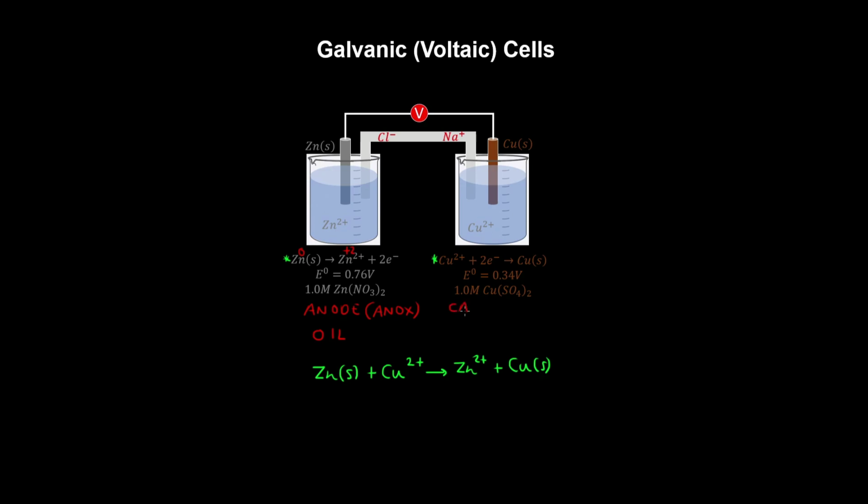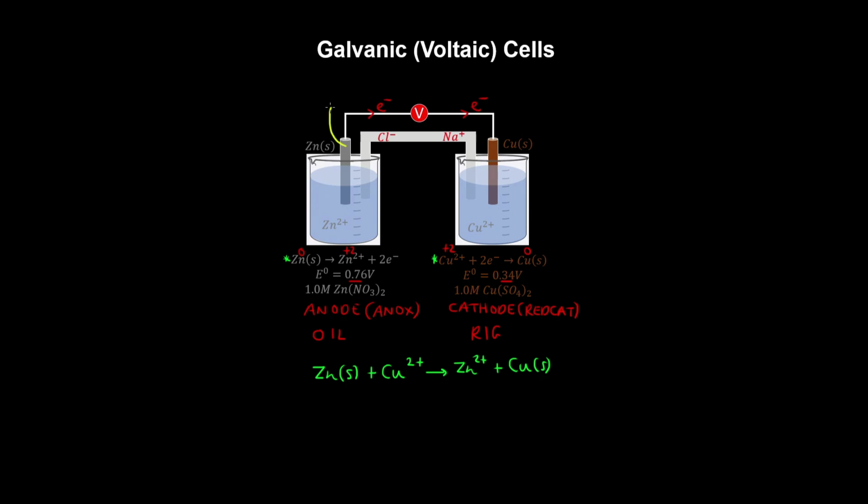And at the cathode, copper is reduced. So we use red cat to remember this. And reduction means a gain of electrons. And this results in a flow of electrons from a higher potential to a lower potential.